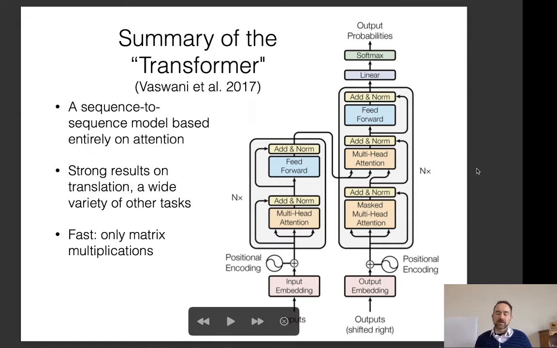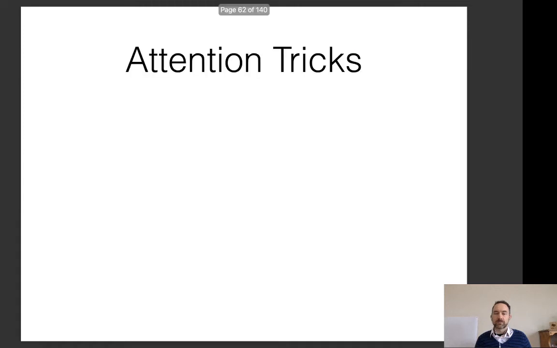The reason why this is so popular is essentially it gives strong results on translation and a wide variety of other tasks. And also it's very fast. Part of the reason why it's very fast is, unlike recurrent neural networks, which have to incrementally process the input based on previous transformations, the self-attention here can be done entirely in parallel. So it can be done across an entire sentence all at once. So that's the basic overview.